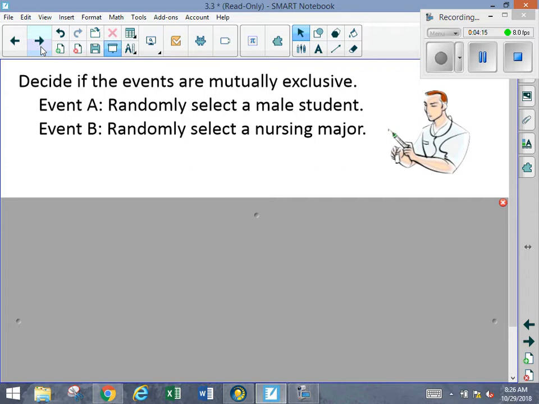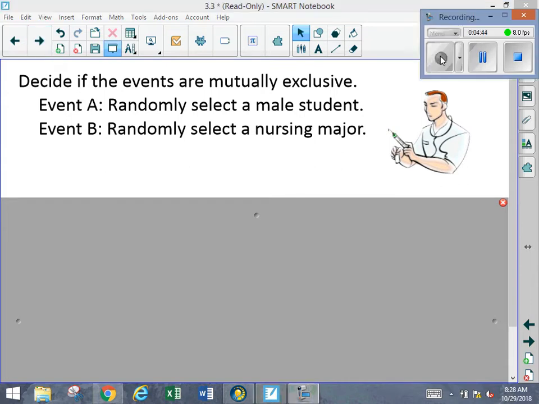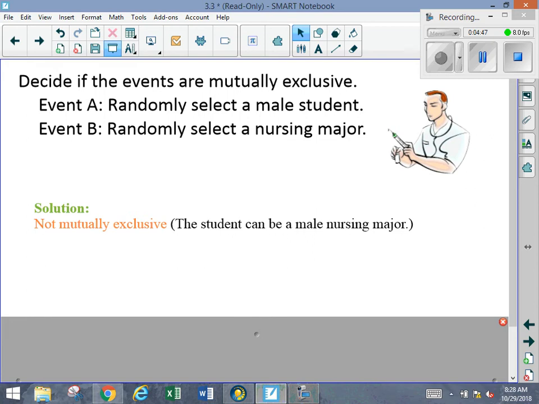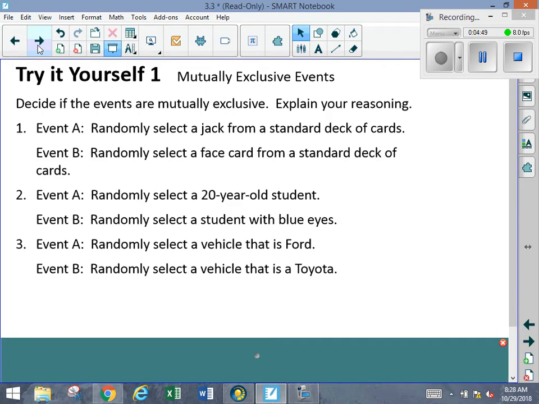Are these 2 events mutually exclusive? You randomly select a male student, and you randomly select a nursing major. He could be a male nursing major. Heck yeah. This is not 1940. So maybe in 1940 those 2 things would be mutually exclusive, where they only allow females to be nursing. So yeah, same thing we said. Let's try some more.